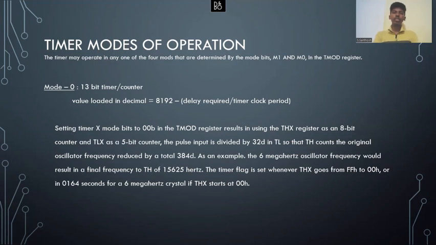Over here, this mode 0 mainly does the 13-bit timer counter process. And the value that is counted over here, the value loaded in decimal, will be given to the THX and TLX. So THX takes the higher bit values and TLX takes the lower bit values. So let's say we have a bit value of 0F09. So the 09 will be given to the timer low, and then 0F will be given to the timer high.